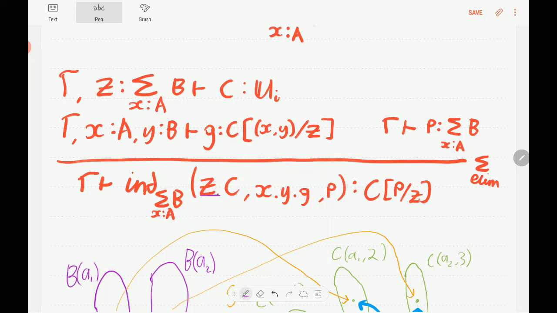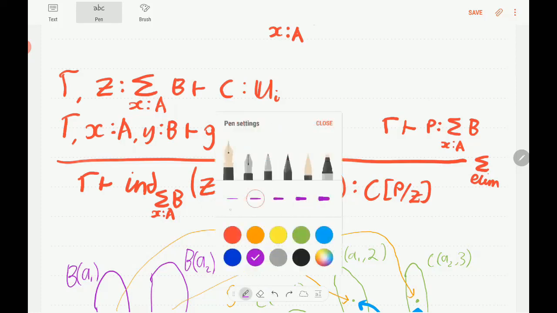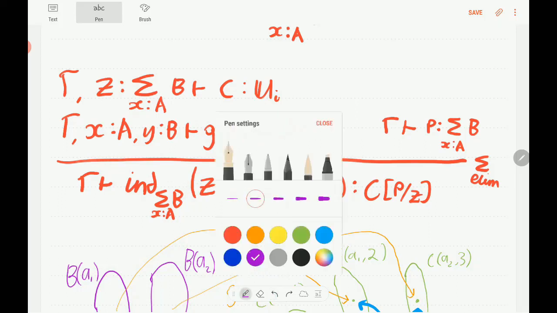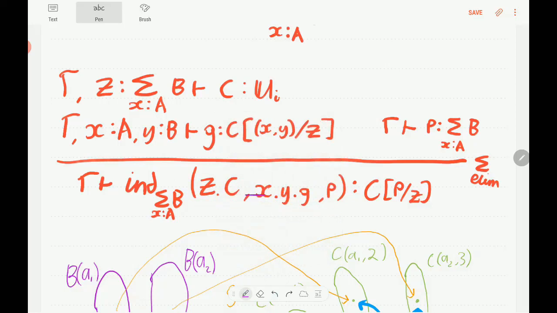Now we're recording here that in this expression, Z is bound to C, because this type C may depend on Z, and also that X and Y are bound to G. So this is denoting binding. It's a fundamental notation appearing for the first time here. If you want to understand it better, you can imagine that there are lambdas here, and then it may be easier to understand, but strictly speaking, that's not what's going on. This is a primitive notation, which is just recording that these are now bound variables in this term here.